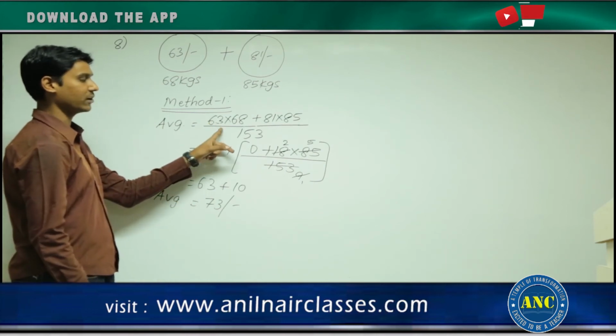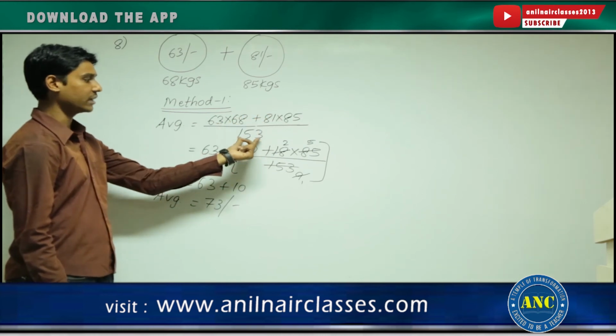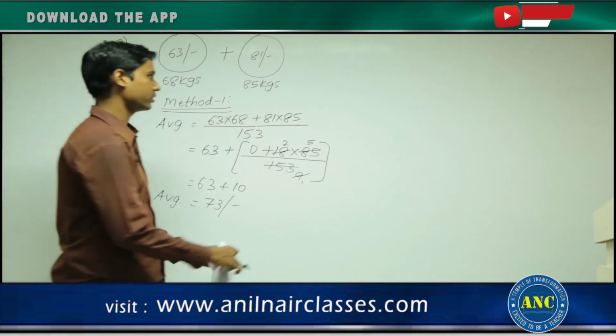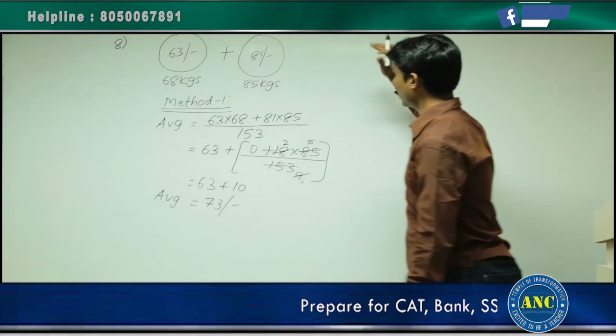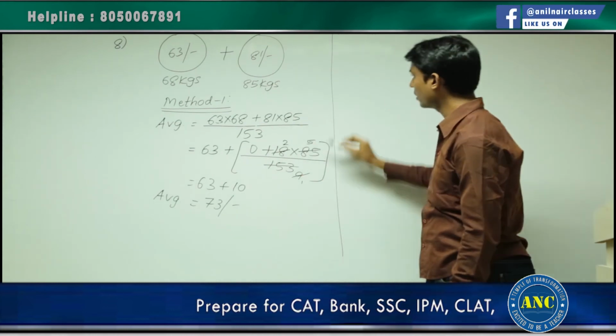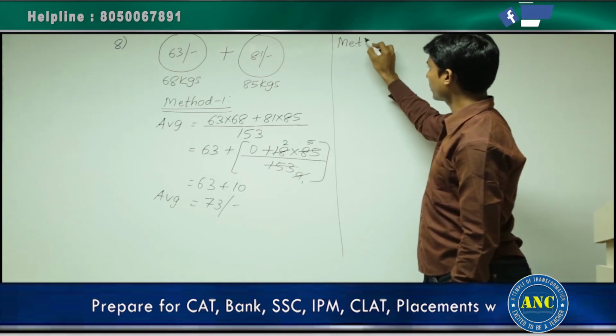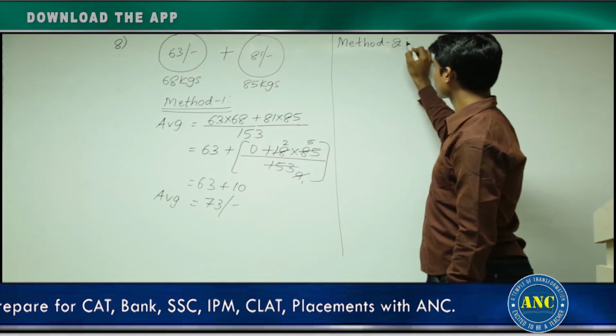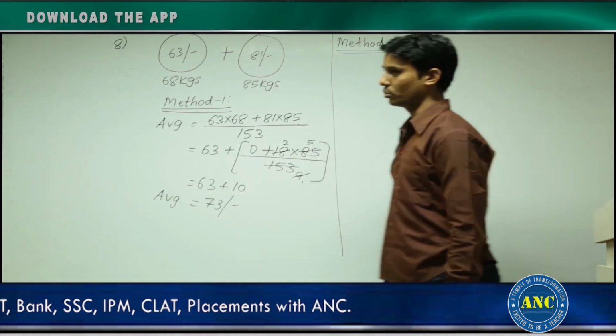This is by using the definition of average: sum of the quantities by number of quantities. Right? Okay. I am not interested in method 1. Let us simplify this problem to a greater extent. Method 2. See here.